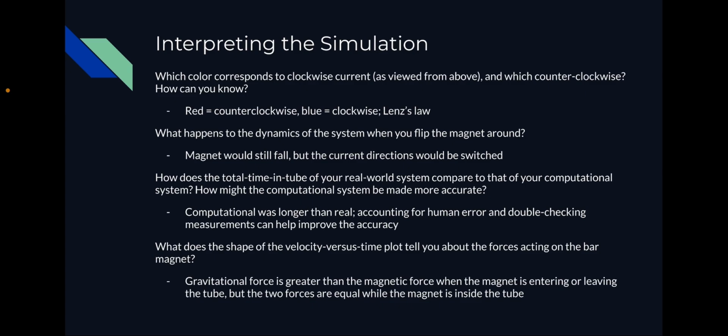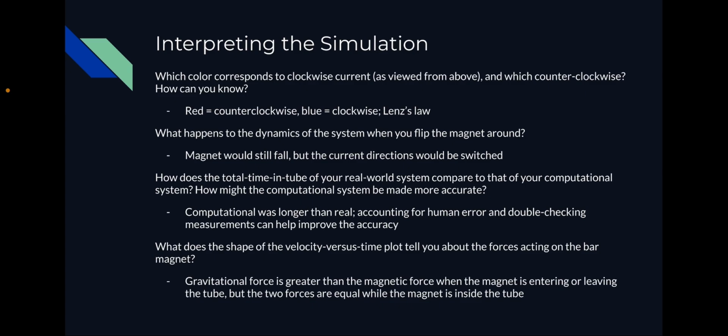How does the total time in tube of the real-world system compare to that of the computational system? How might the computational system be made more accurate? The computational model was longer than the real model, which was not expected, and it was likely due to human error in the measurements of the tube. So having more accurate measurements or double-checking those could help improve the accuracy.